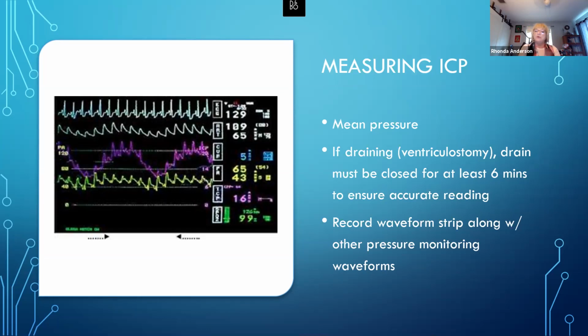And we will record the waveform strip with any of our other pressures. So here you have your ECG, you have your arterial pressure, you have a CVP pressure, this is respiratory variation. And then down here, you'll see your ICP tracing, okay? And obviously this one's high.